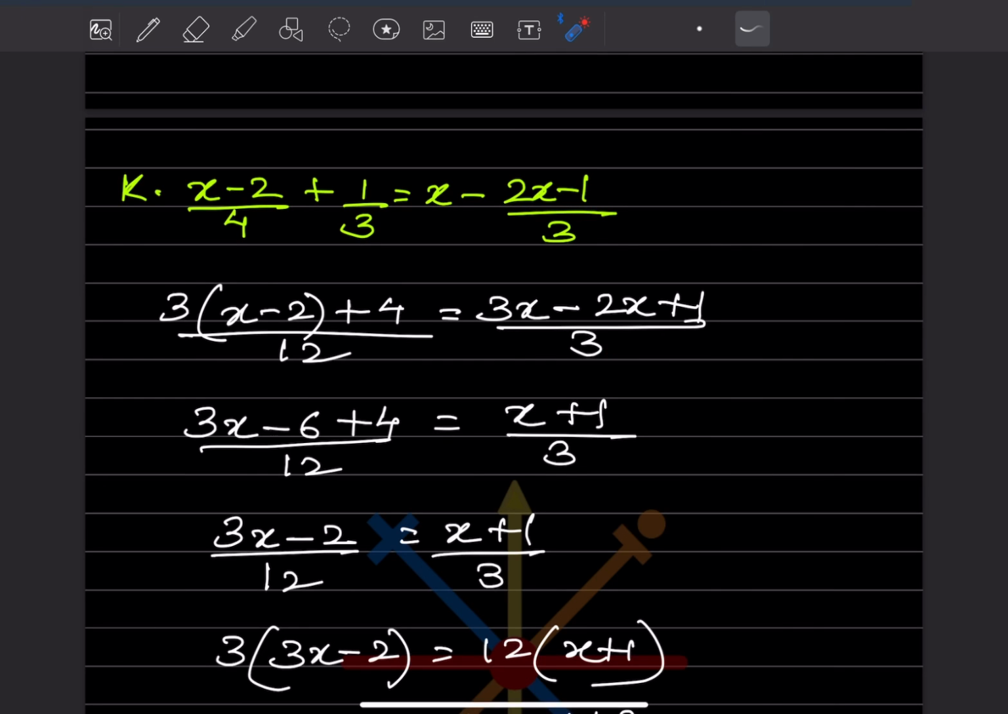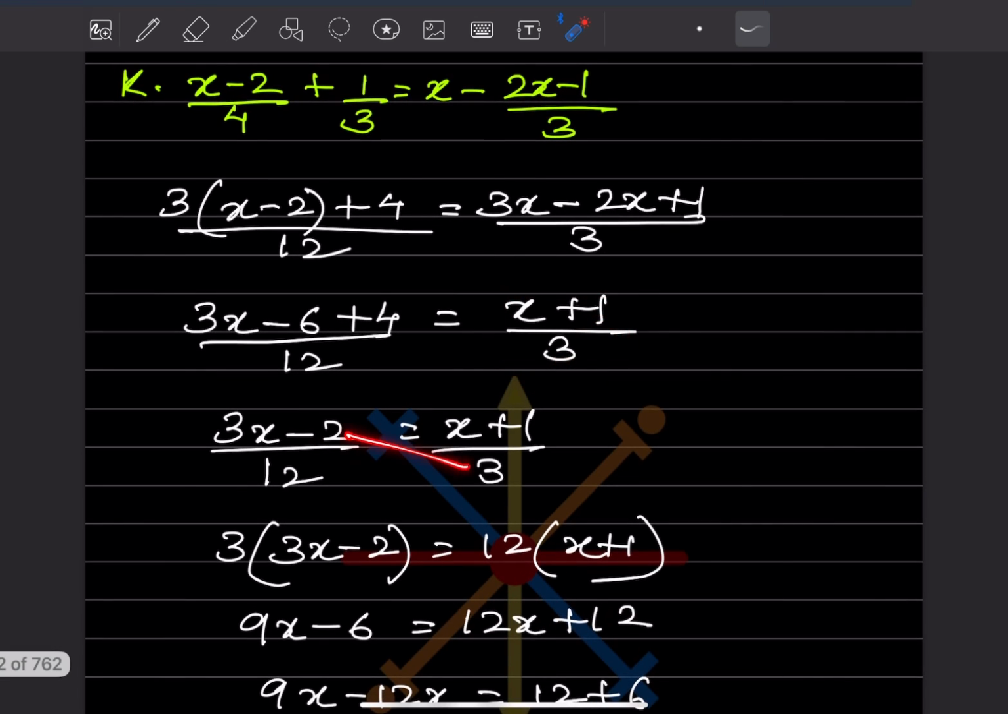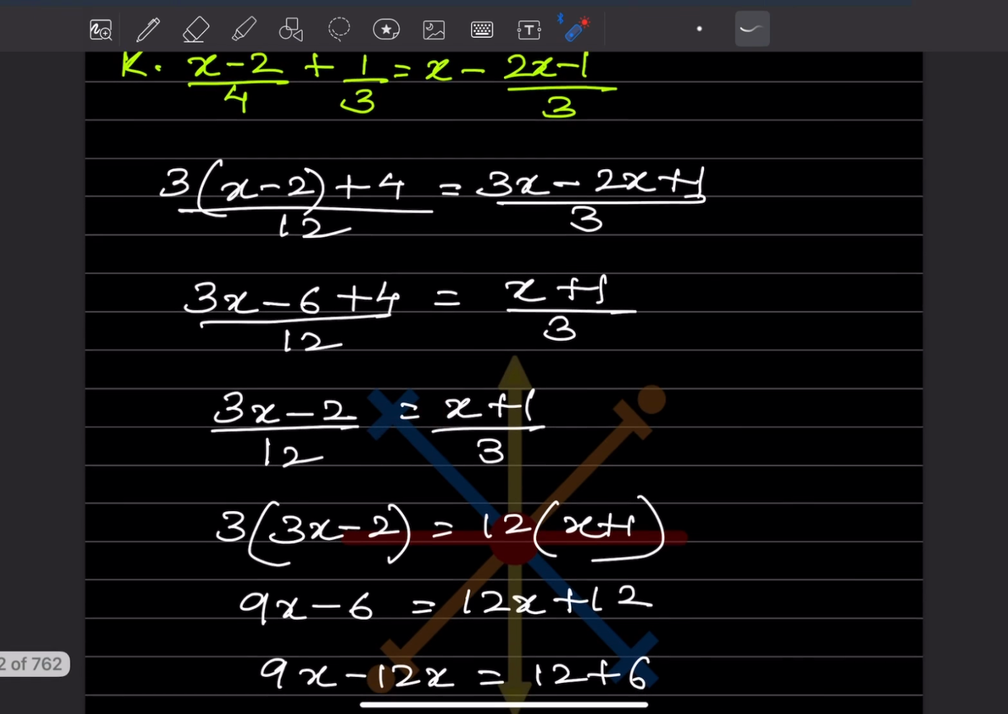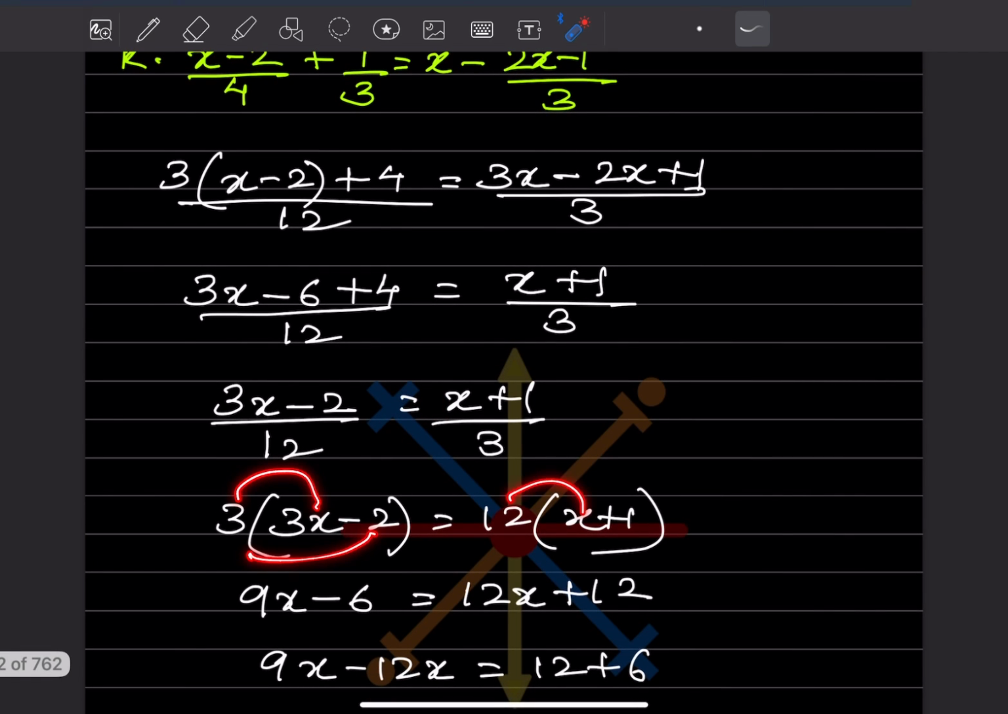by 3. So 3x minus 6 plus 4 divided by 12, this is going to be x plus 1 by 3. So 3x minus 6 plus 4 is going to be minus 2 by 12. This will be same. So now we are going to cross multiply 3 into 3x minus 2 is going to be 12 into x plus 1. So 9x minus 6 is 12x plus 12.